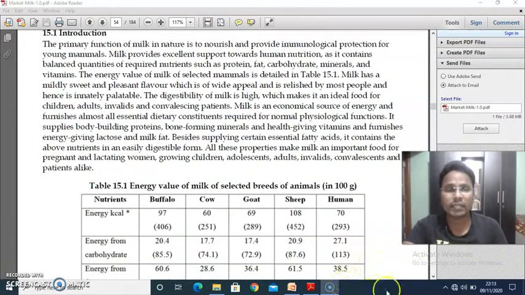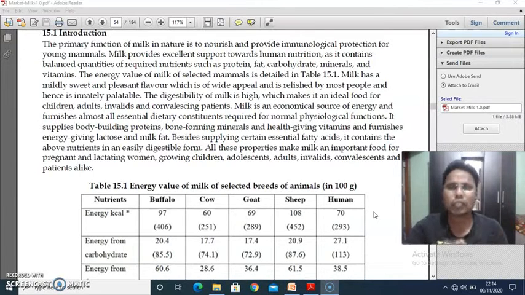Here a table is given. The table shows the energy value of milk of selected breeds of animals in 100 gram. If we are consuming 100 gram of milk, then what will be the energy that we will get from that 100 gram is given in this table.